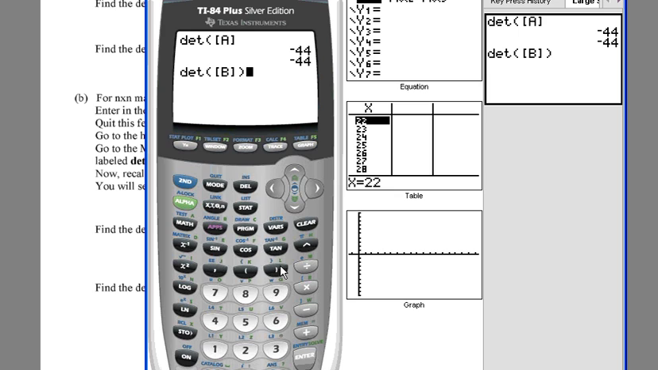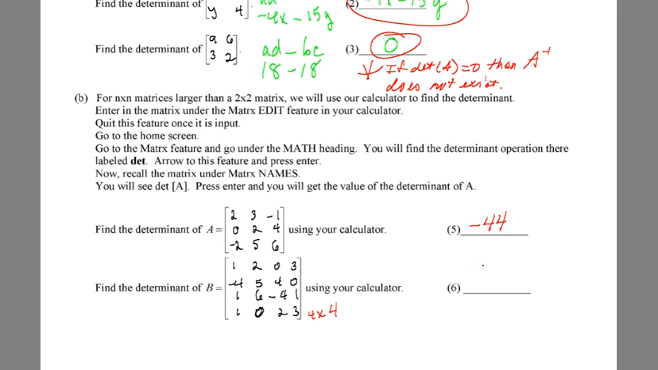You don't need to close that parenthesis off. But the determinant of B, you should get 68. So type in that 4 by 4, find the determinant, and you should get 68. So that's it for the matrix information.